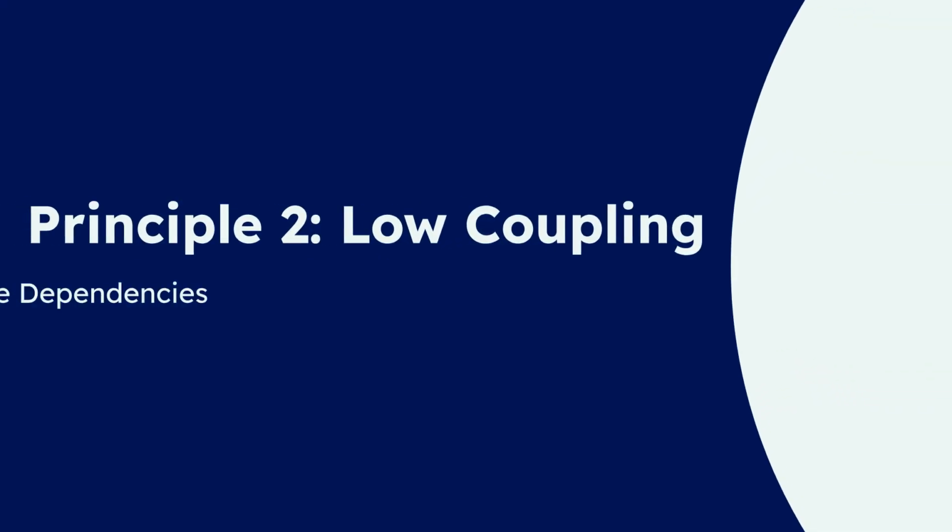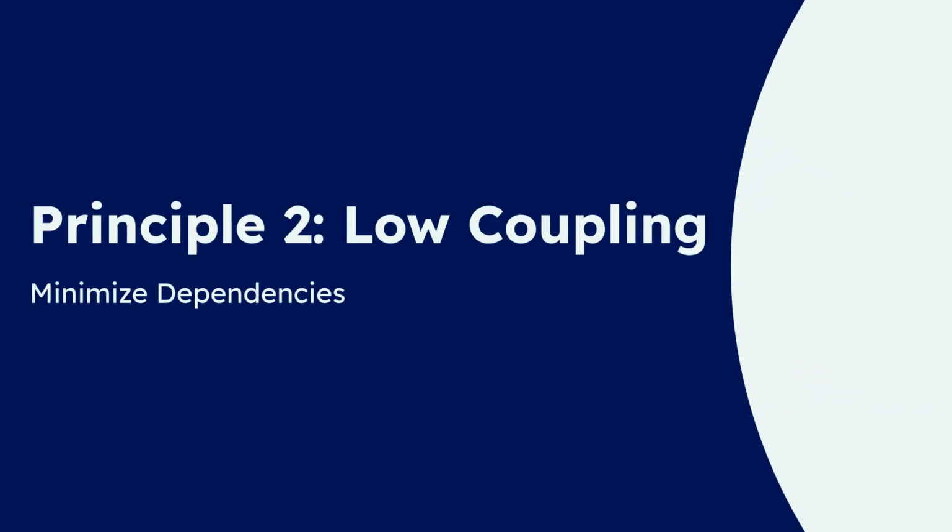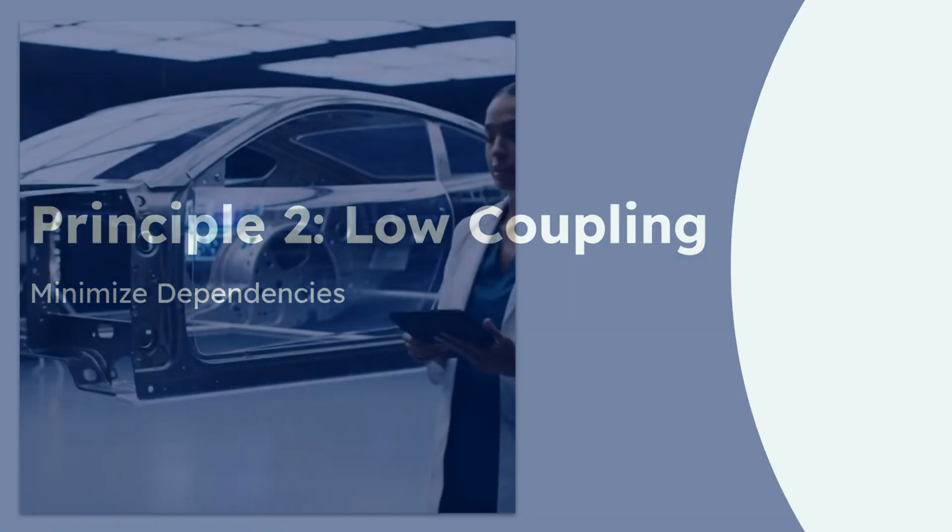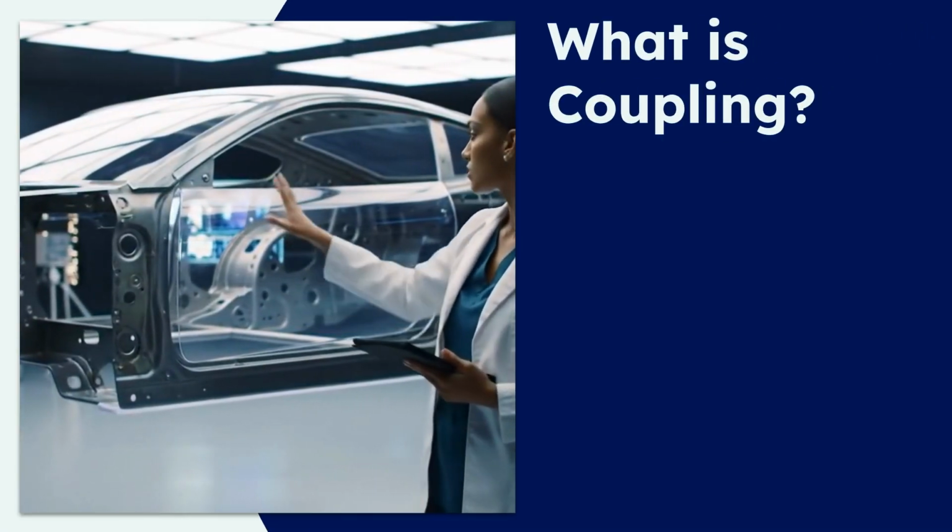Next, let's talk about low coupling. If high cohesion is about keeping things that belong together inside a module, low coupling is about keeping modules independent from each other. Coupling refers to the degree of dependency between modules.